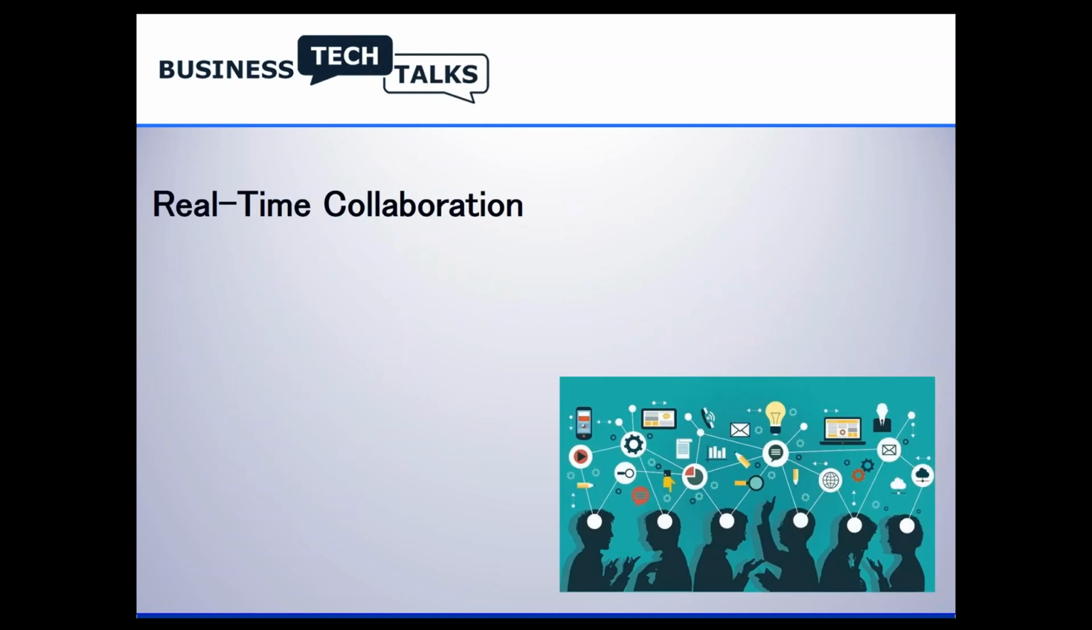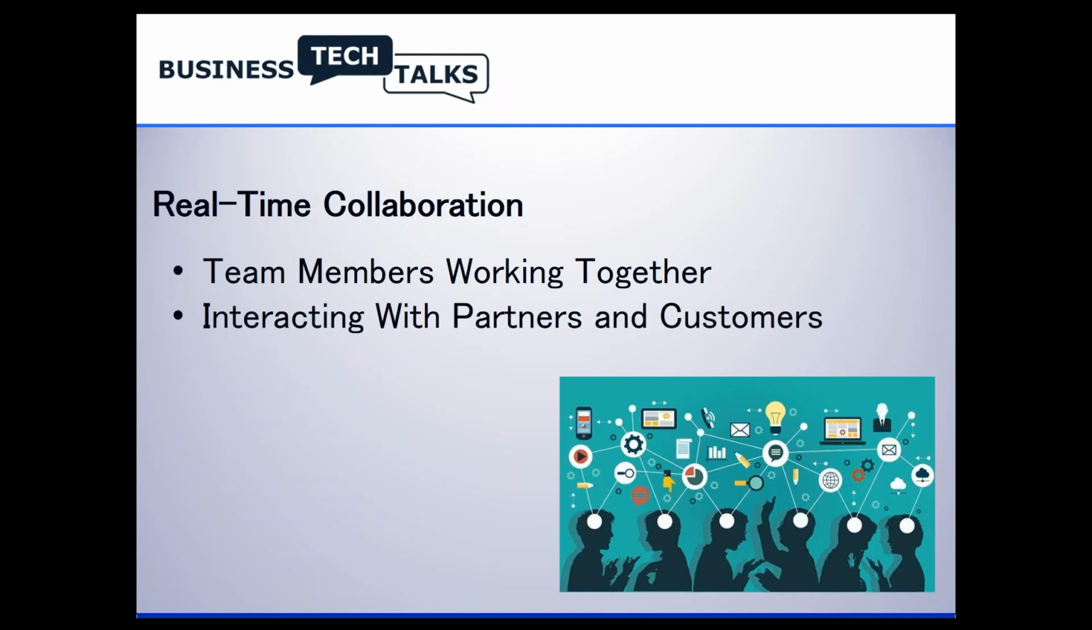So the first of these, like I said, I was going to circle back and drill down to them. The first category I want to talk about is real-time collaboration. So just real quickly, what that means is different team members working together, again, in real time, simultaneously, to improve their efficiencies. It also means interacting with partners and customers.